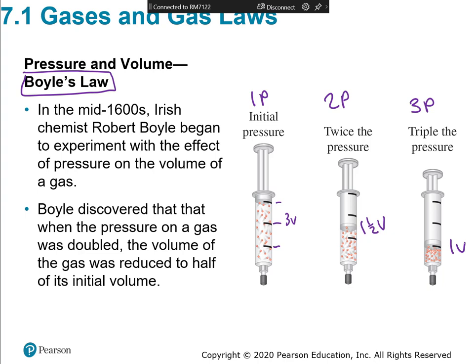They're inversely proportional. If I increase the pressure, I always decrease the volume. If I increase the volume, that's going to decrease the pressure. So if one goes up, the other goes down. In this one, I doubled the pressure and that halved the volume. If I triple the pressure, it made the volume a third. So one goes up, the other one goes down.